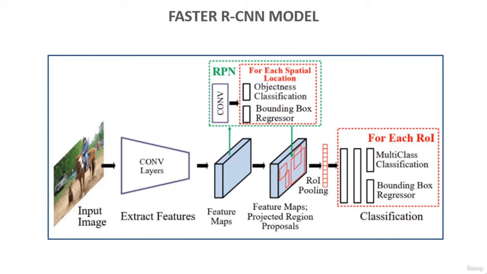With respect to implementation, faster RCNN is much faster than the earlier models. So, it is also used for real-time object detection.